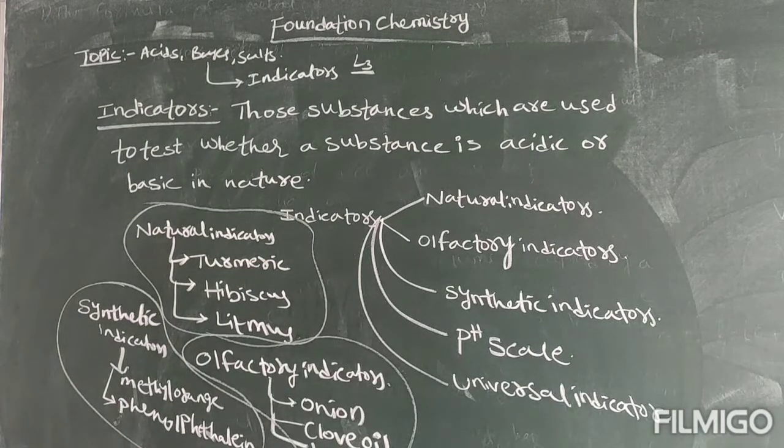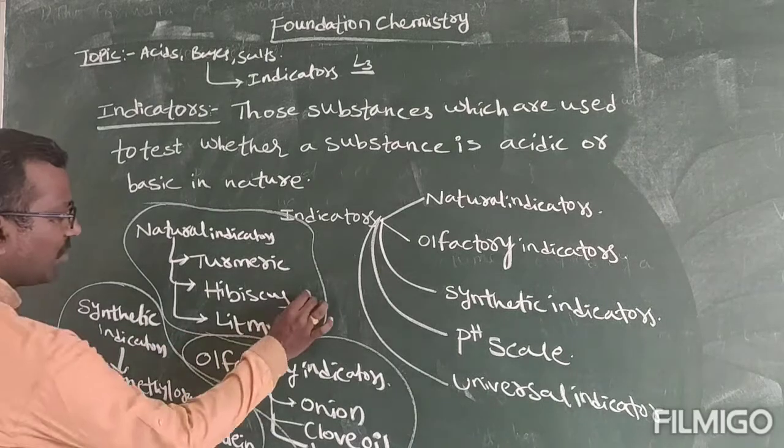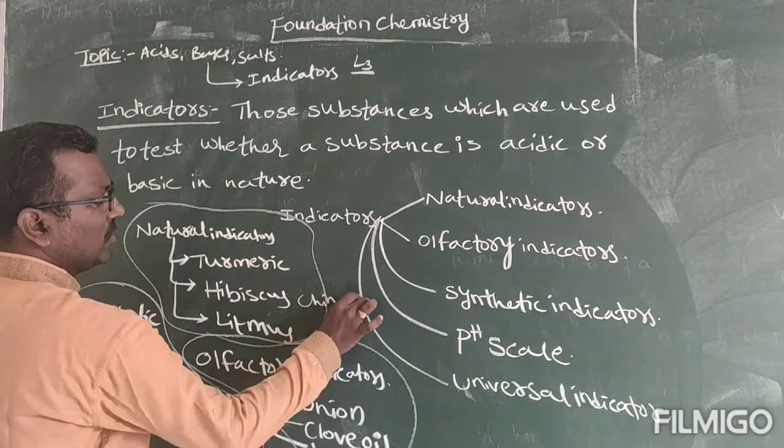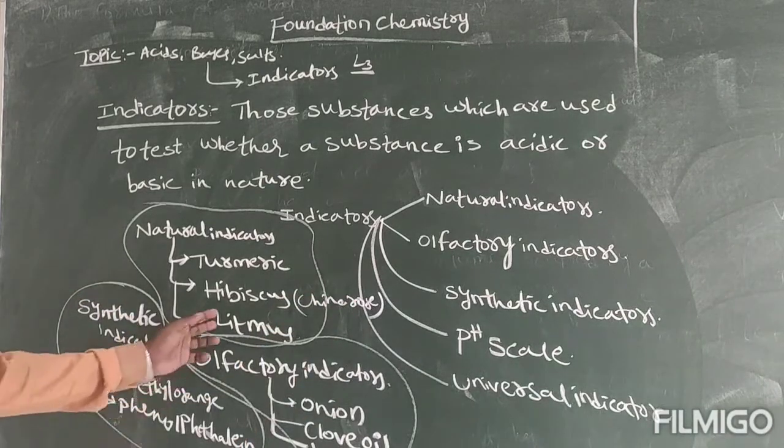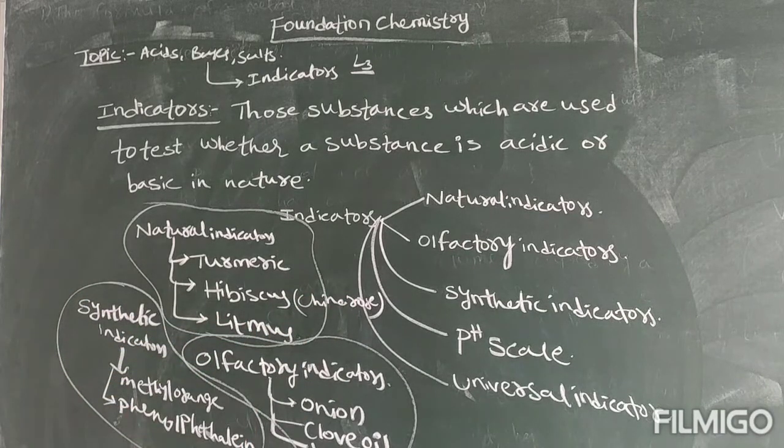Okay. So natural means with our natural resources. So turmeric, already you know, turmeric means haldi. And hibiscus plant, we also call it as China rose. Okay. And litmus paper, it is a natural dye. So that's why these are natural indicators.